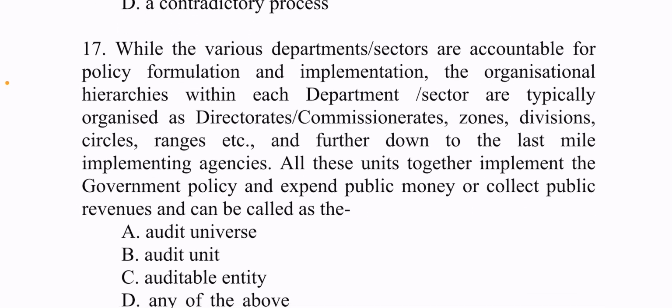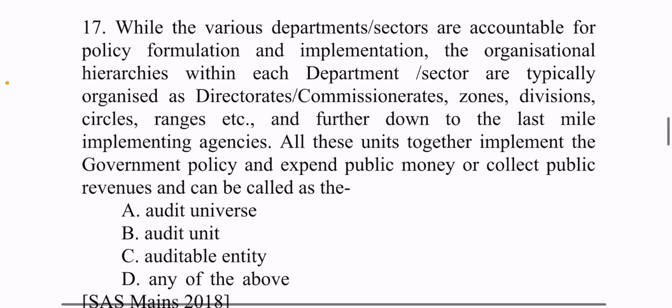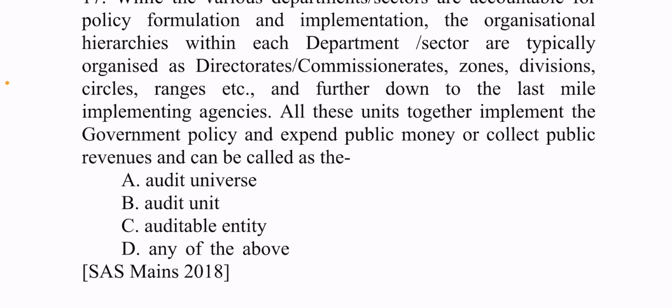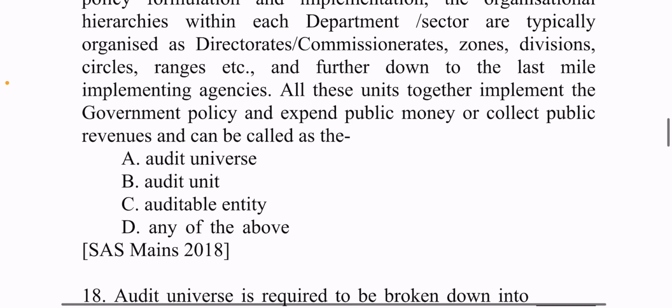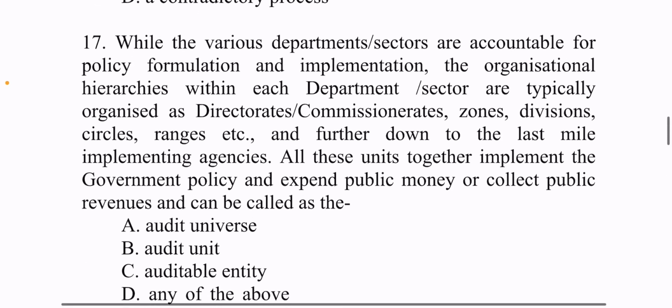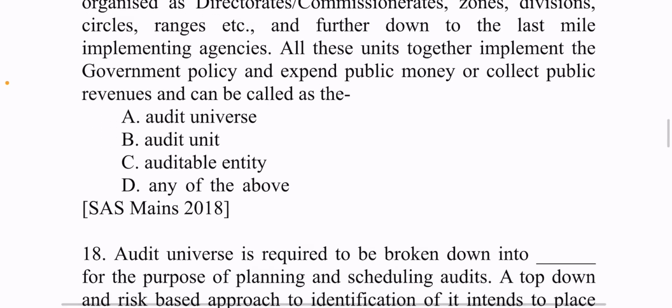While the various department sectors are accountable for policy formulation and implementation, the organizational hierarchies within each department sector are typically organized as directorates, commissionerates, zones, divisions, circles, ranges, etc., and further down to the last mile implementing agency. All these units together implement the government policy and expend public money or collect public revenues and can be called as the, answer A, audit universe.